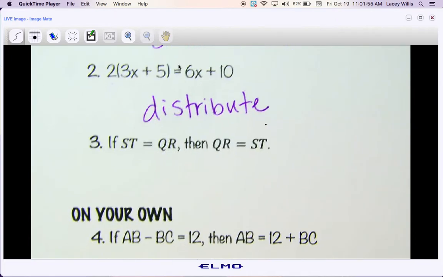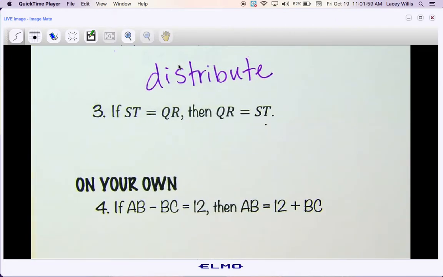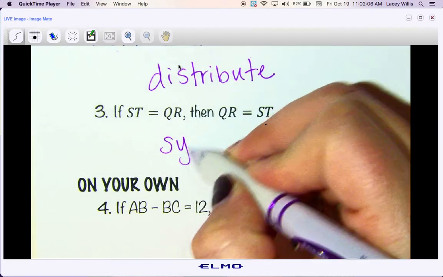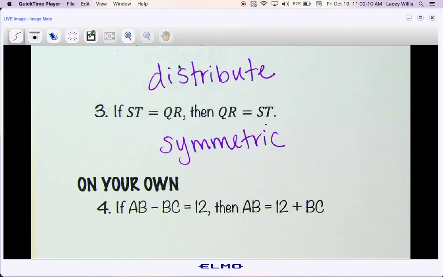Okay, what about 3? What property says that if ST equals QR, then QR equals ST? Substitute. No. Symmetric. Symmetric, why? Because it flipped, right? Yeah. So anytime an equation flips, that's called symmetric. Because it's the same thing either way you write it.